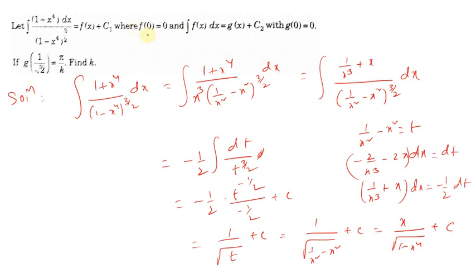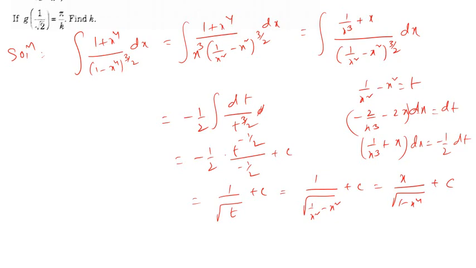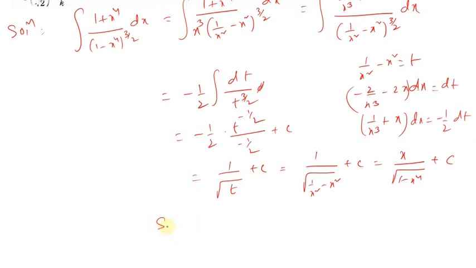Now you can check this. f of 0 is equal to 0. By putting x equal to 0, you are getting 0. So c is obviously 0. Since f of 0 is equal to 0, this implies c is equal to 0. Therefore, you can decide f of x is equal to x by square root of 1 minus x power 4.